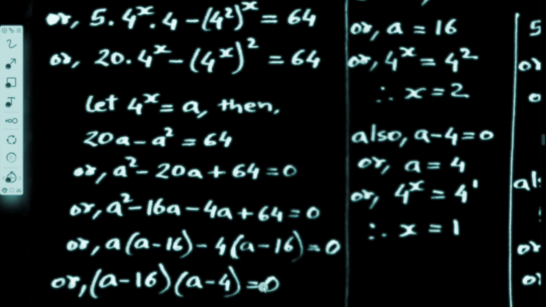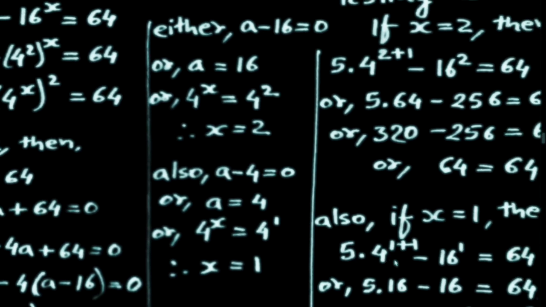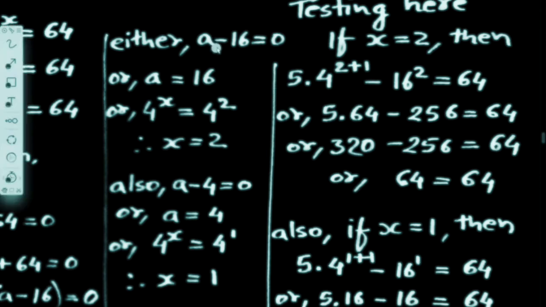Getting two factors of this expression, we can also get the value of x. Our first factor is a minus 16 equals 0, or a equals 16. Now a should be replaced with 4 power x, so 4 power x equals 4 square, since 4 square means 16. If the base is the same, 4, then x equals 2. We get the value of x as 2.